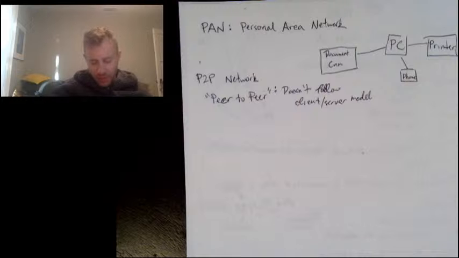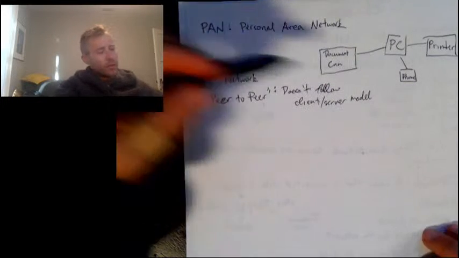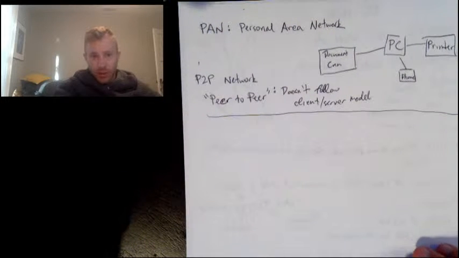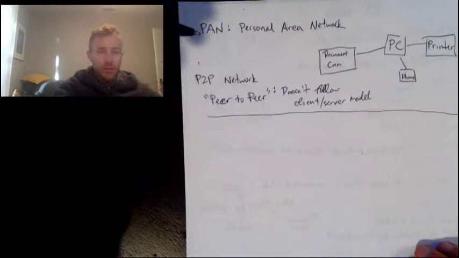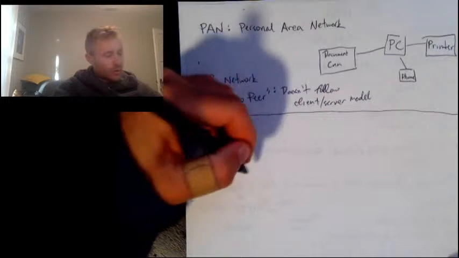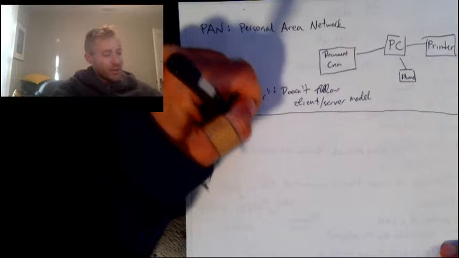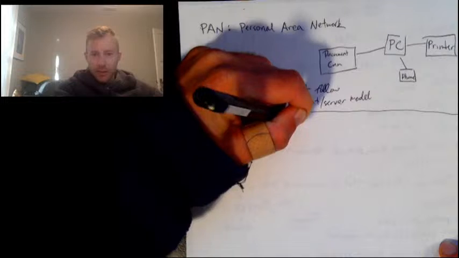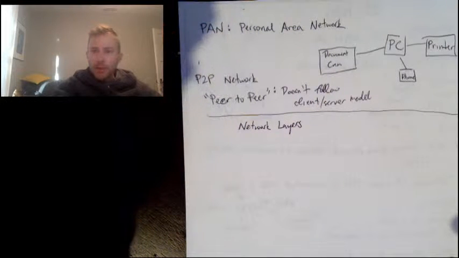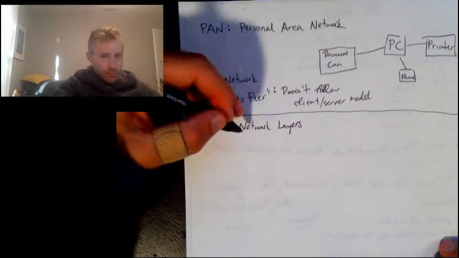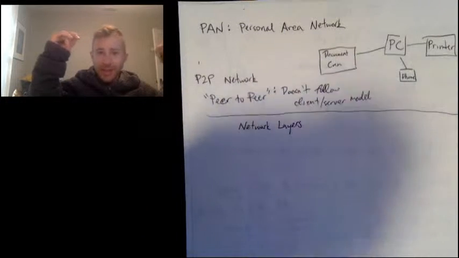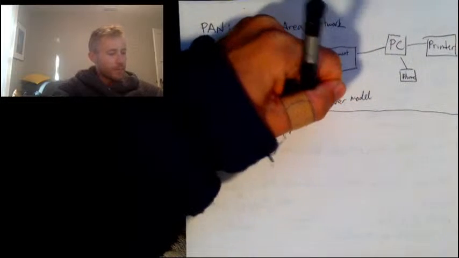I'm just looking at my list of terms here that I have to define. One of the things when we're talking about developing network technology is something called network layers. I'm almost done here. Network layers: there aren't really layers to a network, but it's a way of thinking about a network.